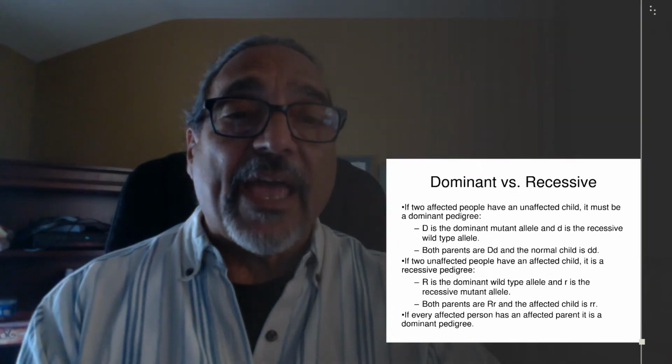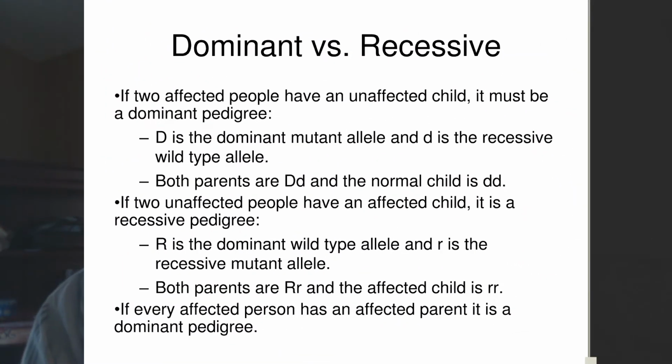When we look at dominant versus recessive pedigrees, there are a couple of key elements. First of all, if two affected individuals have an unaffected offspring, it must by definition be a dominant pedigree. Alternatively, if two unaffected individuals have affected offspring, it's a recessive pedigree.